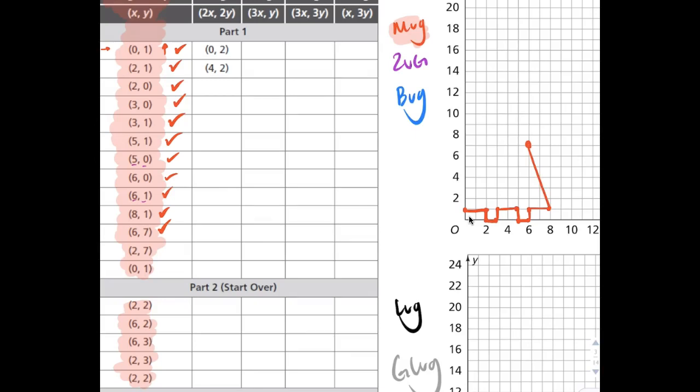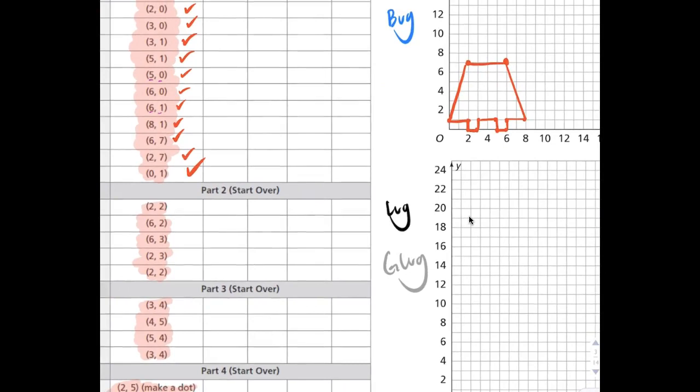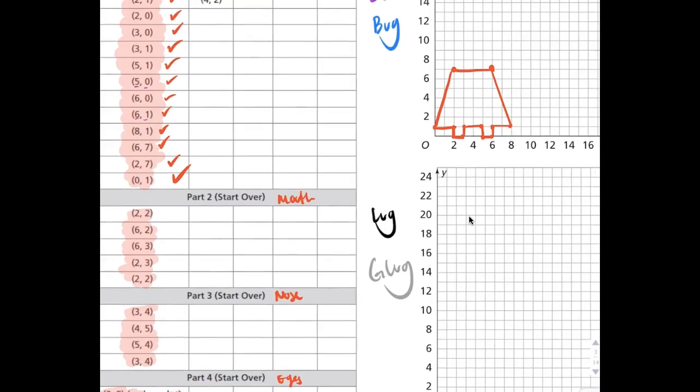The next one is 2 comma 7. Here's 2, there's 7. So I'm going to put a point right where that was. 2 comma 7. Connect these two. Done. Good. Then you're going to continue on with the next 2 parts. This ends up being his mouth, and this one ends up being his nose. These are his eyes. So you're going to plot all those points.